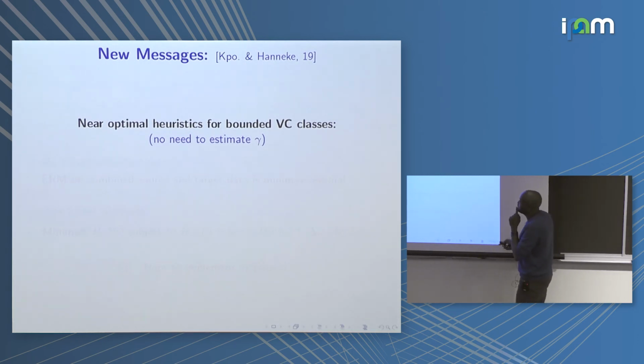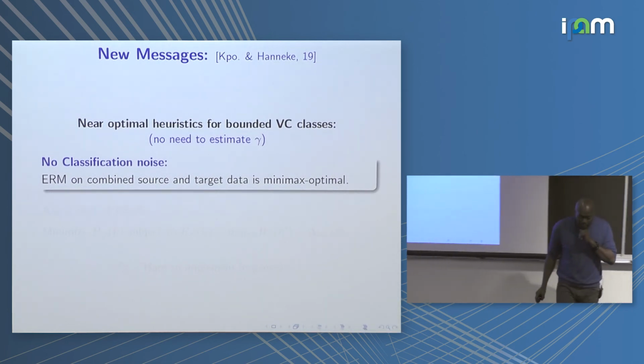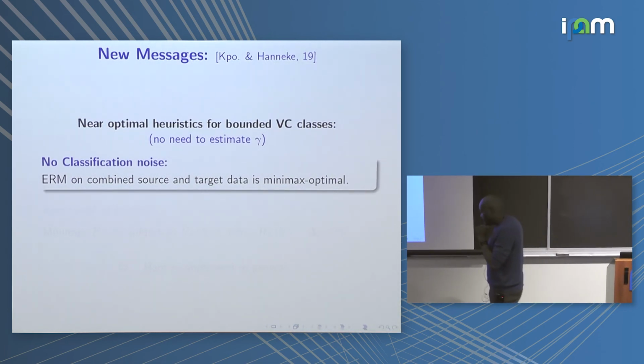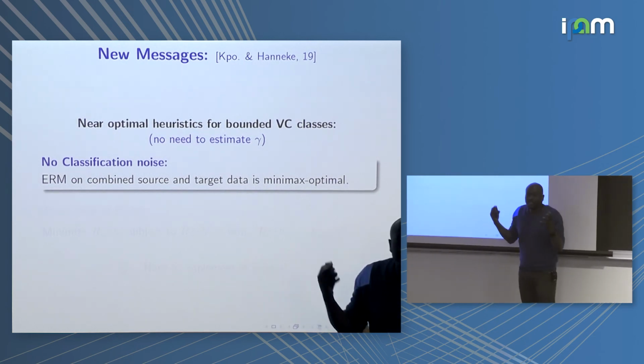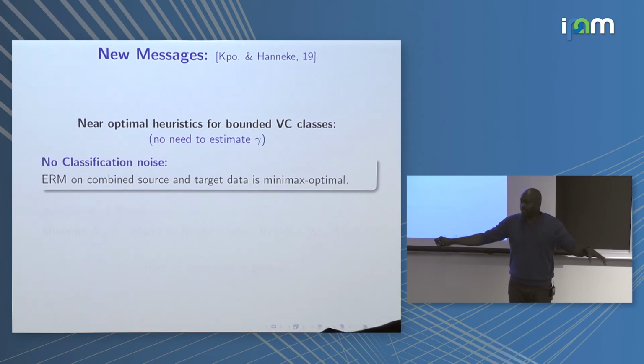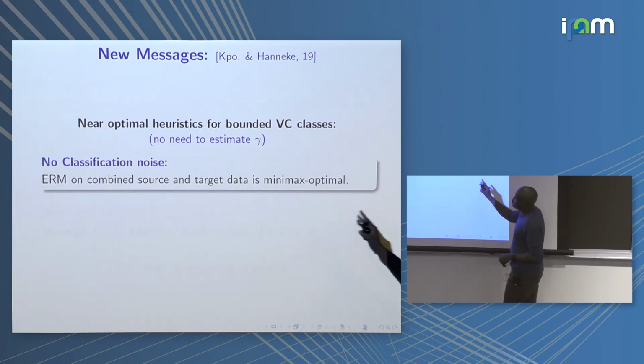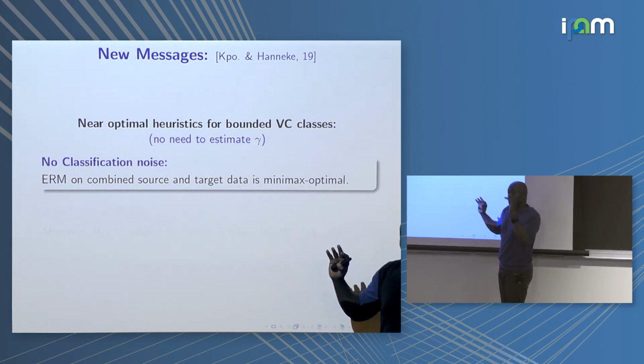So which heuristics are optimal? Here are partial results that we have, which is quite interesting. Here is the simplest and most naive heuristic. I take the source data, I take the target data, I combine it, and I pretend that it's from the same distribution, and I run my favorite classifier, okay? This agnostic type of procedure can be shown to be minimax optimal in various regimes.